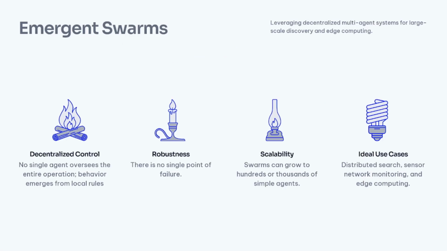Then we have the emergent swarms. So this is a collection of many agents acting together, working together to achieve a common goal, just like you have in an organization. So this will use a decentralized control or decentralized architecture, this decentralized orchestration. This will be very robust to design and for scalability, because swarms can grow to hundreds or thousands of simple agents. And then the ideal use cases for this are distributed search, sensor network monitoring, and edge computing.